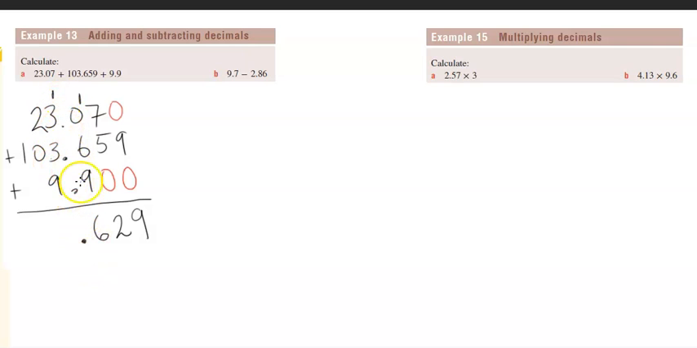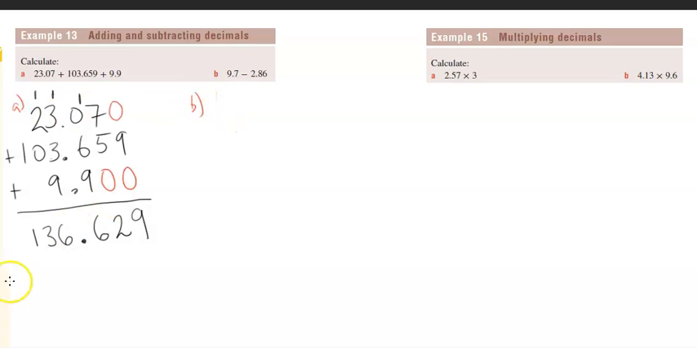1 plus 3 plus 3 plus 9 will give me 16. Carry the 1. 2 plus 1 plus 0 will give me 3. And the 1 carrying over, 0 plus 1 plus 0 will give me 1. So our final answer is 136.629. And that's all there is to it when it comes to adding. For subtracting, so that right there was A.